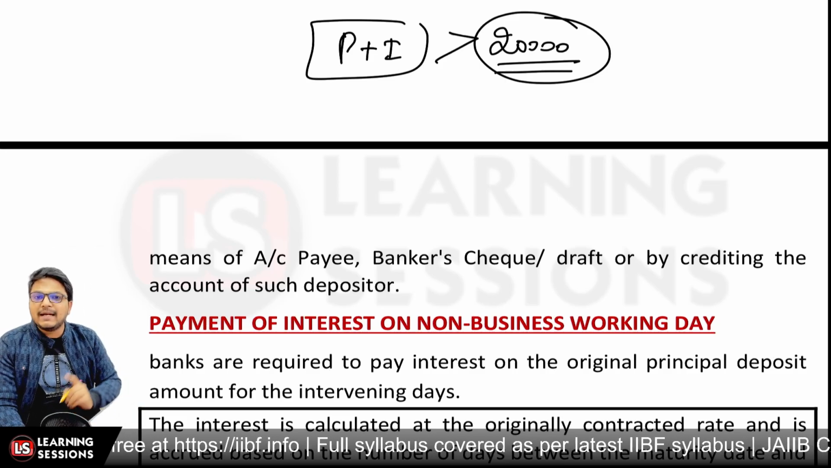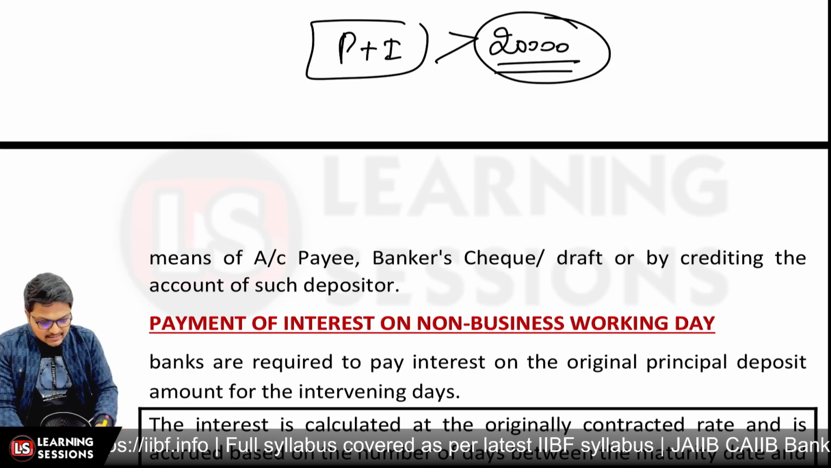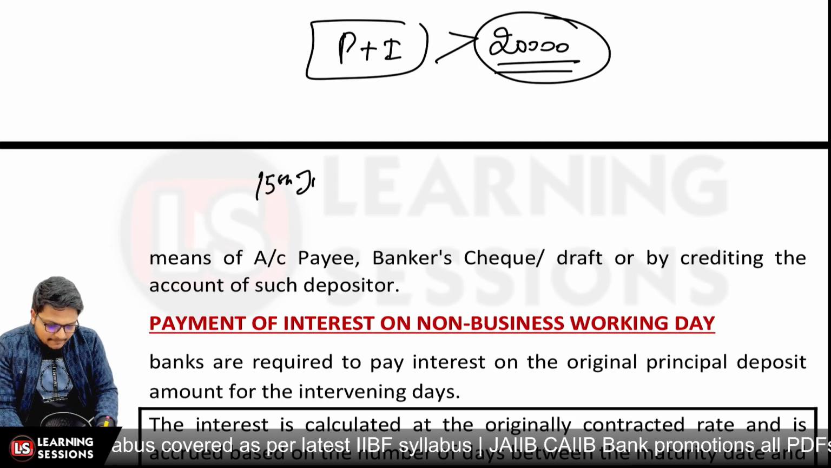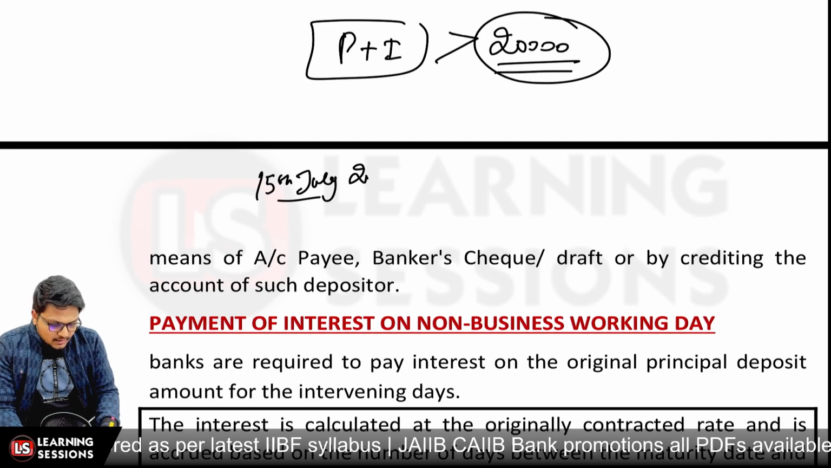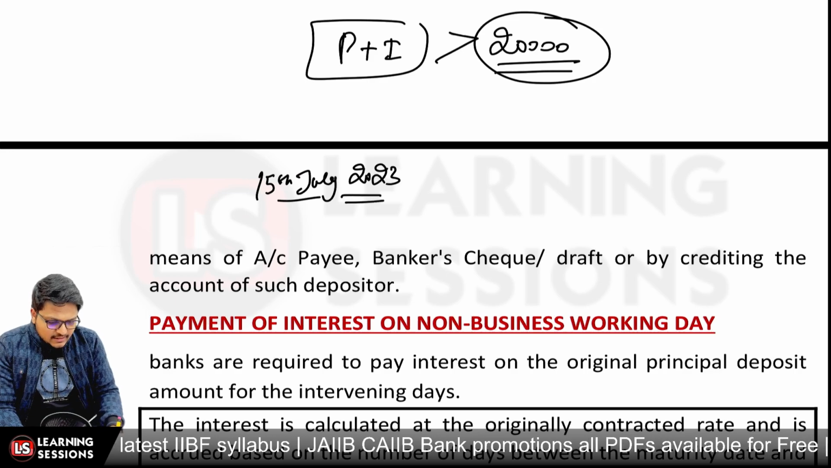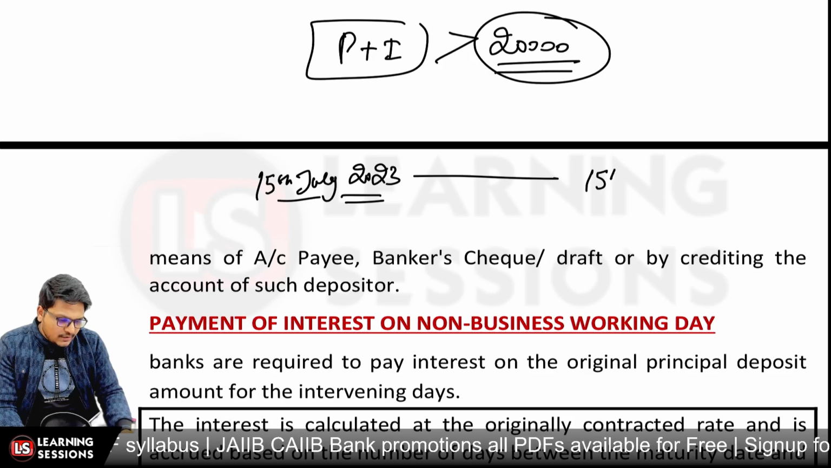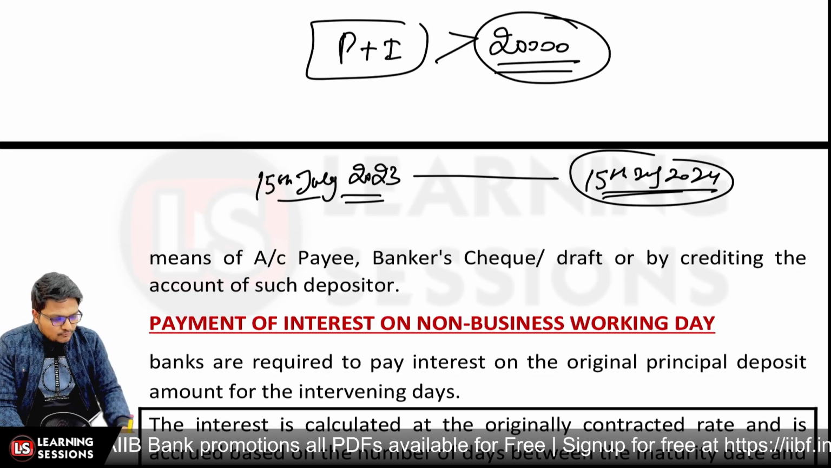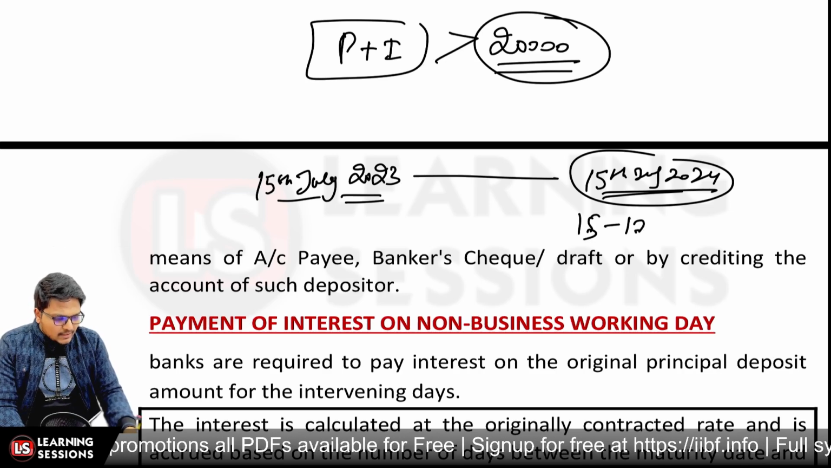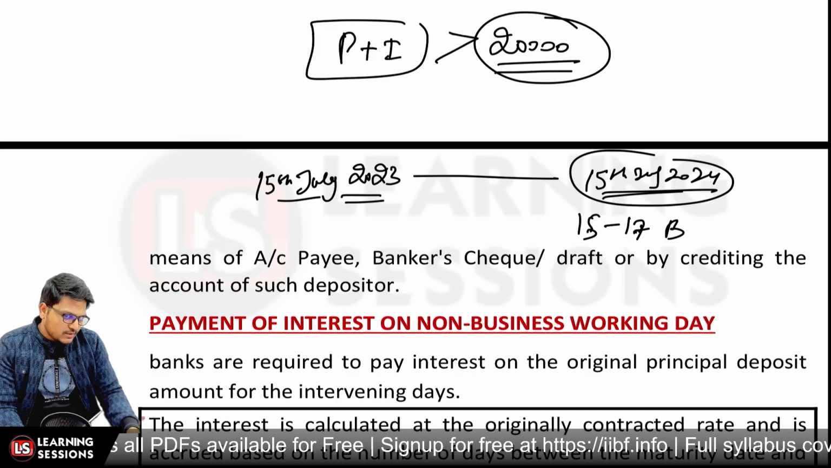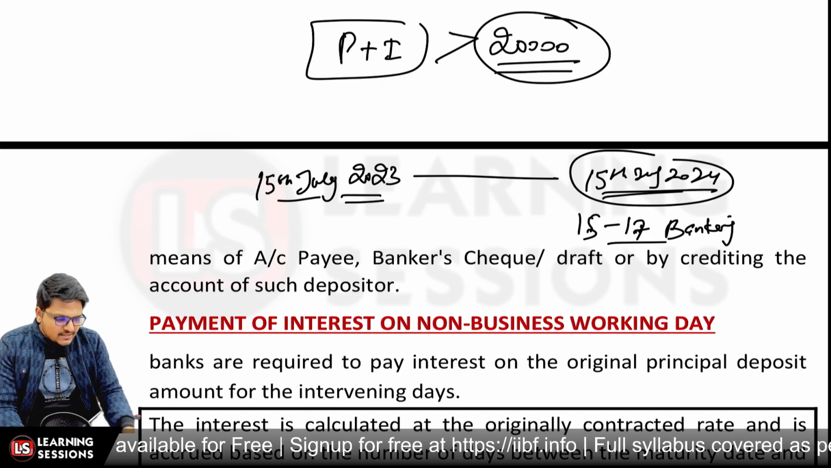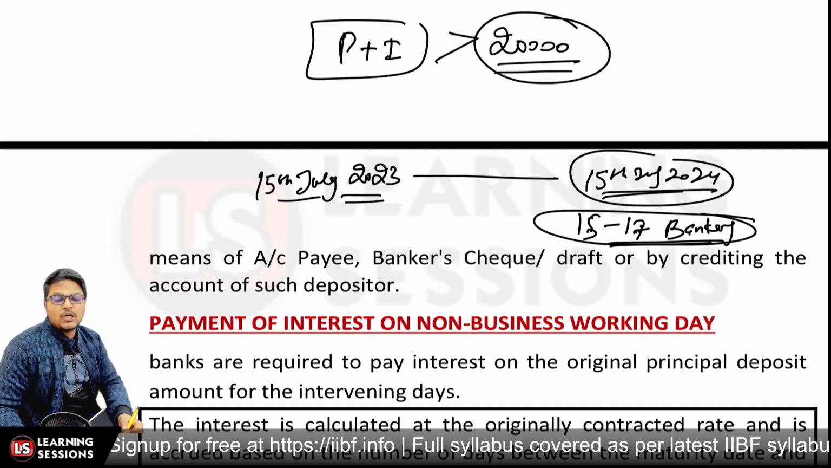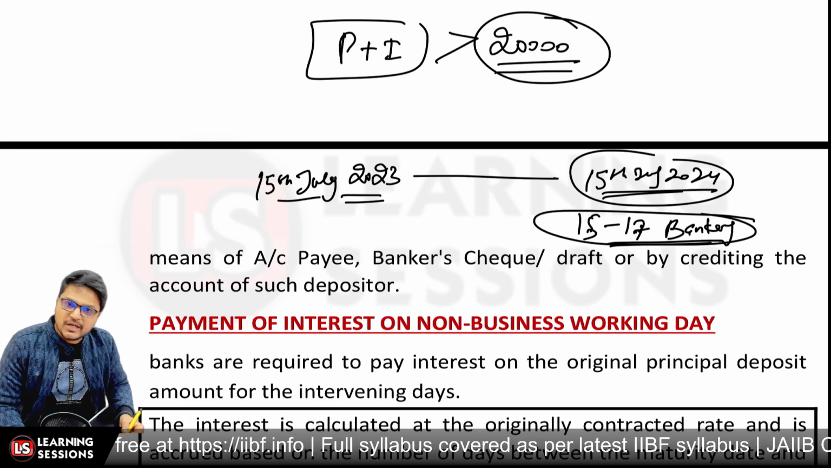And let me tell you about payment of interest on a non-business working day. Let's say you made an FDR on 15th of July 2023, it is for 1 year, and it is going to mature on 15th of July 2024. But let's say that from 15th to 17th of July there was a banking holiday. In that scenario, the interest for this particular period, from 15th to 17th of July, will be paid at the contracted rate of interest.